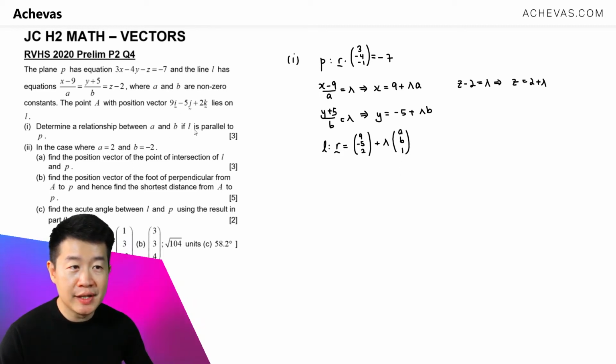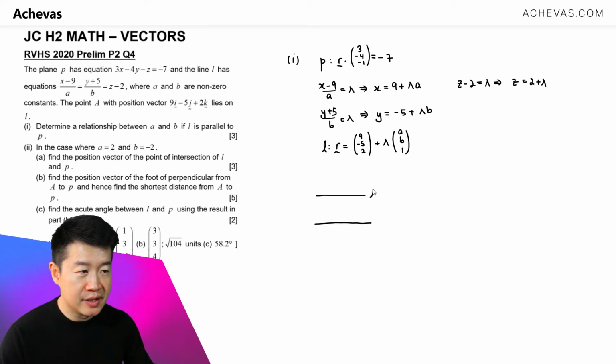And we want to check whether this line is parallel to the plane. So let's say this is L and this is P. If the line is parallel to the plane, that means the normal vector to the plane, which is 90 degrees to the plane, in this case here it is vector (3, -4, -1), must also be perpendicular to the line. And the line is parallel to the vector (a, b, 1).